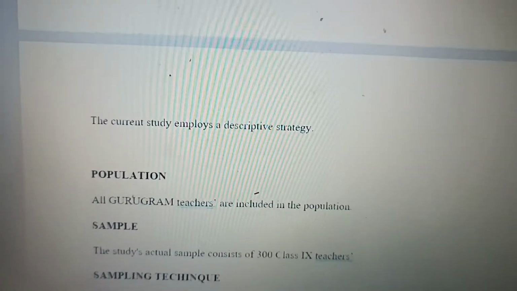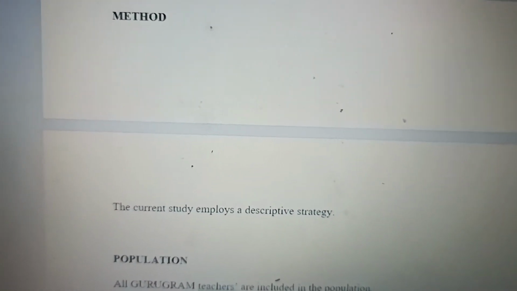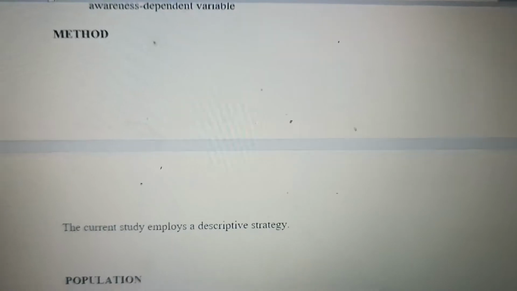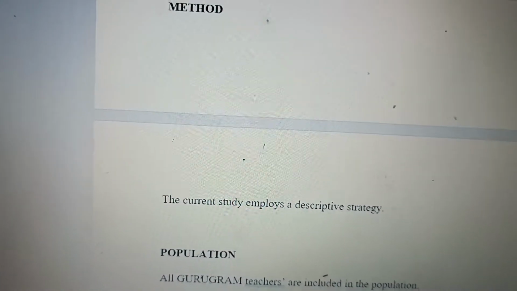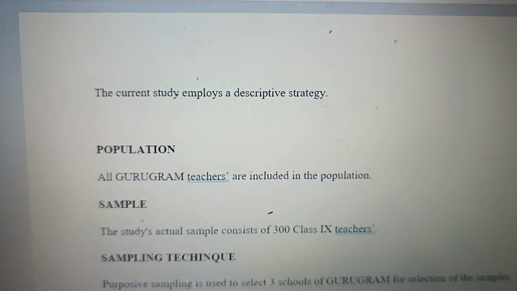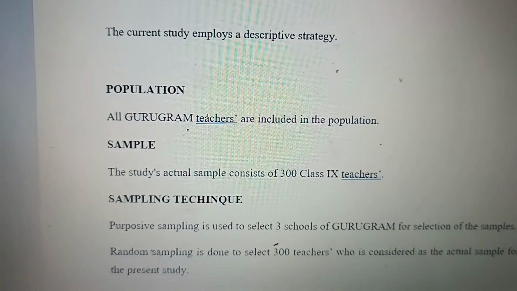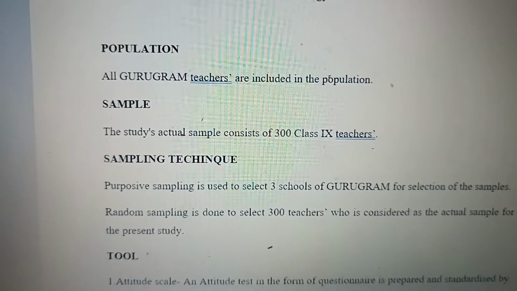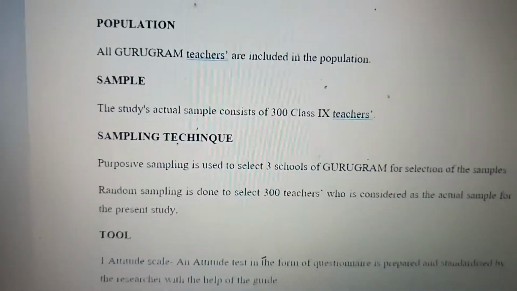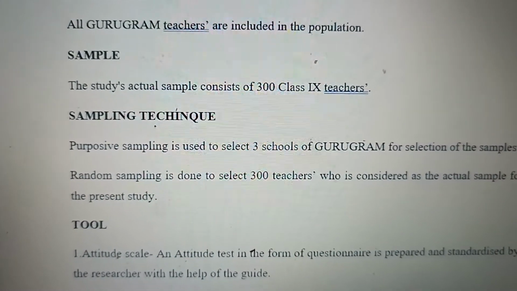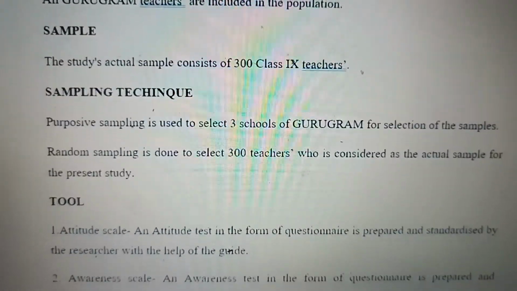Next is the method. Basically the entire research article which I have written is based upon a research project which has been published previously, the entire dissertation. So it's a brief of it. Next is the method. Here we are using the descriptive survey method. Descriptive strategies are being used. And the population is the entire teacher population of Gurugram. And the sample is only 300 samples of class 9 teachers. That is, we are making the specific mention of 300 teachers.